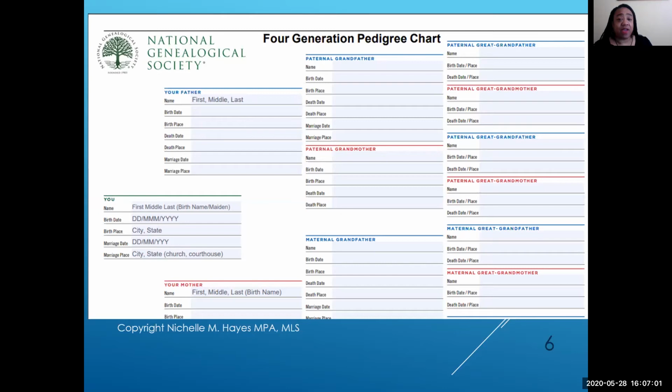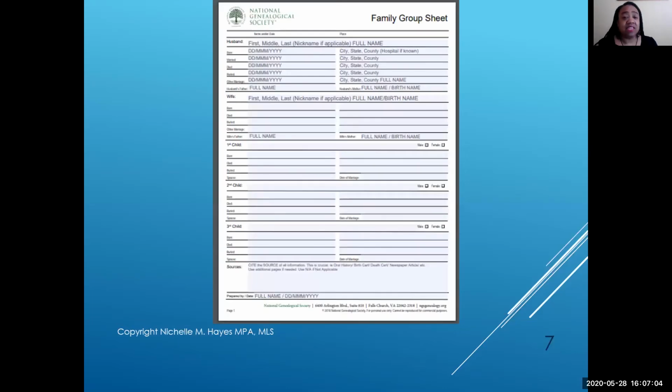And here is a family group sheet. The difference between a family group sheet and the pedigree sheet is that the family group sheet is just showing us information for a nuclear family. So that would be a mother, a father, and children. And so again, you're going to fill this out as completely as you can.